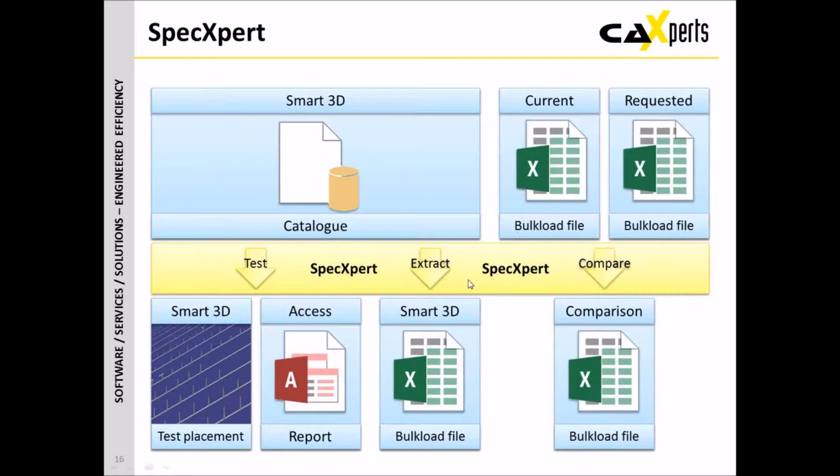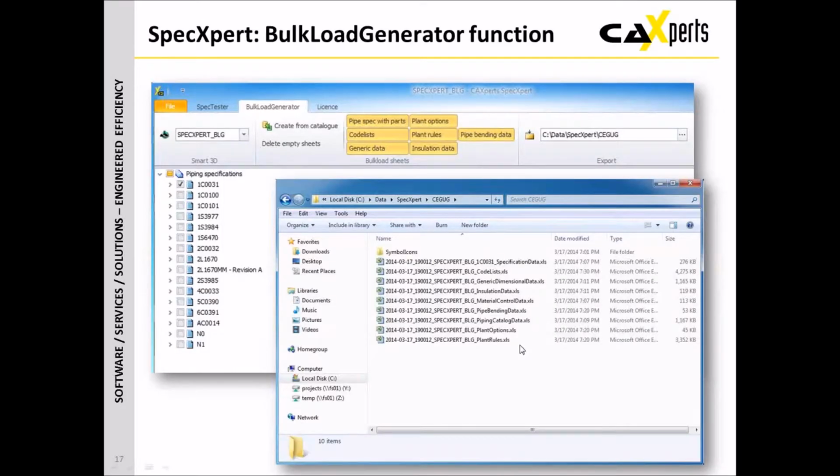So one of those bulk load sheets may reflect the current status of your catalog, and the new bulk load sheet that's coming in here may be a bulk load sheet that says this is what we really want the project to be configured to. In simple terms, we can compare the difference between those two and then generate a comparison bulk load sheet that would bring one in line with the other. And I'll explain a little bit more as we go forward.